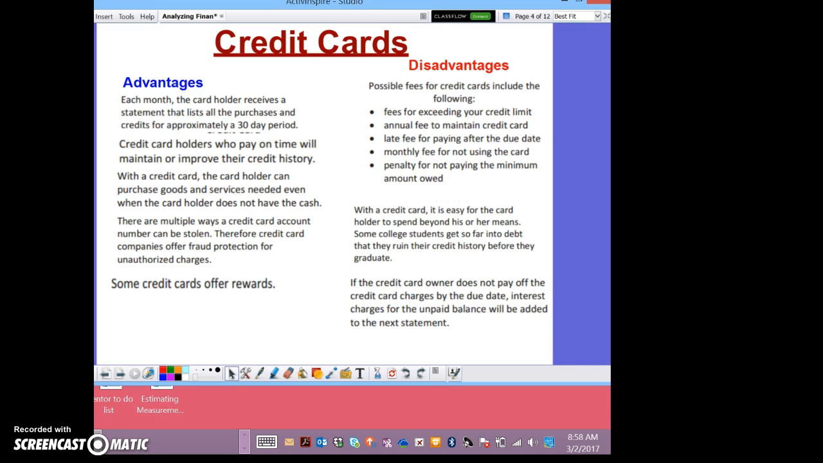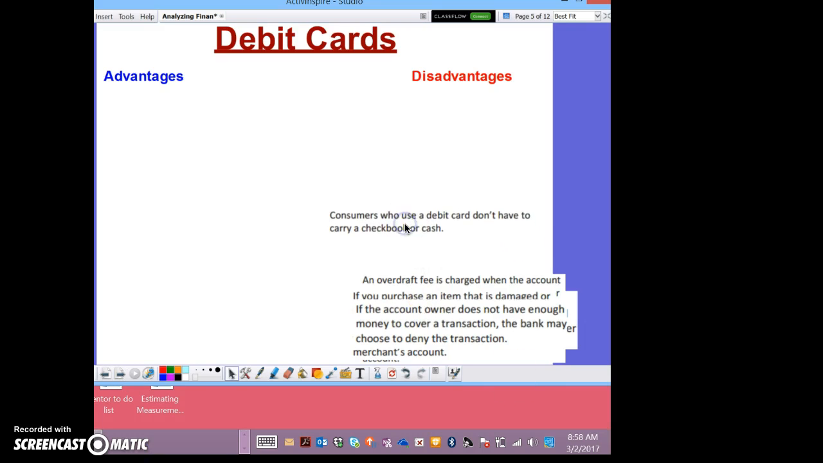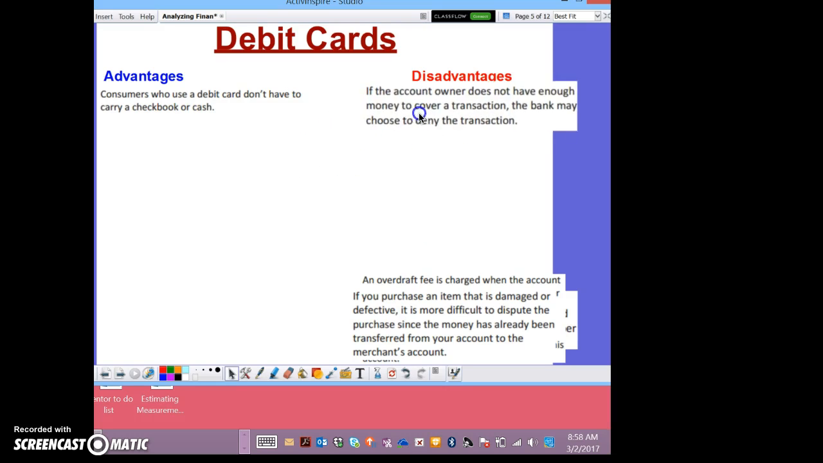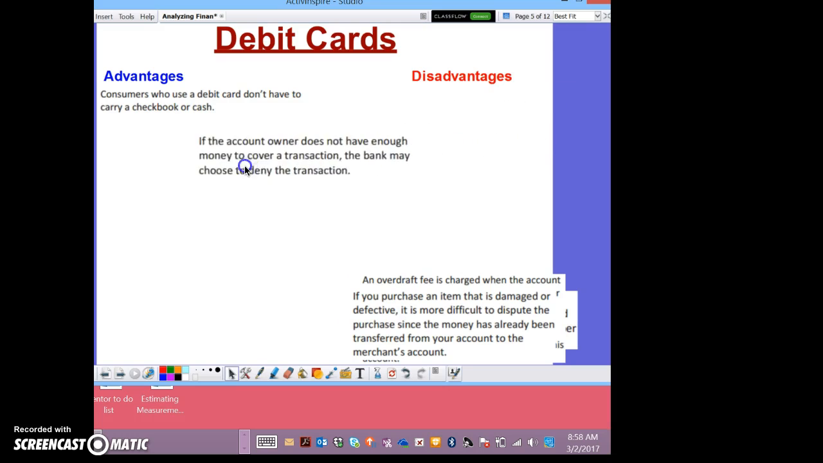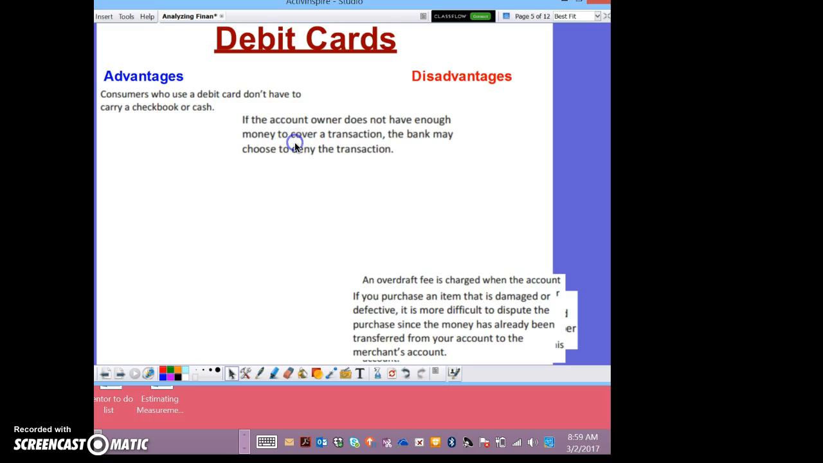Over here is our disadvantages. Debit card. So consumers who have debit cards don't have to carry a checkbook or cash, so that's an advantage for having to carry less items, but we'll talk more about checkbooks. If an account owner does not have the money to cover the transaction, the bank may choose to deny the transaction. Now, this could be a disadvantage because you're being denied from purchasing something, but it could also be an advantage because it's not allowing you to spend more money than you have. So I'm going to kind of put that in the middle.